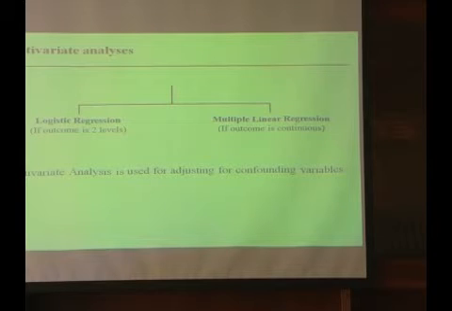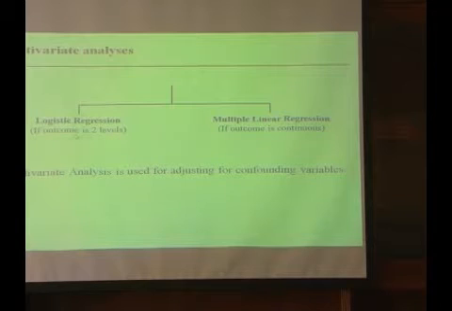So you have the multivariate analysis. You have 2 types of multivariate analysis. One is called logistic regression and another is called linear regression. What is logistic regression? Logistic regression is the analysis when the outcome is 2 levels, meaning categorical variables.